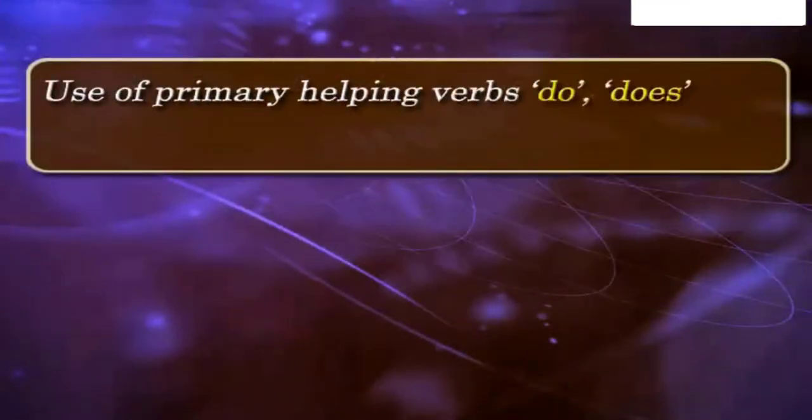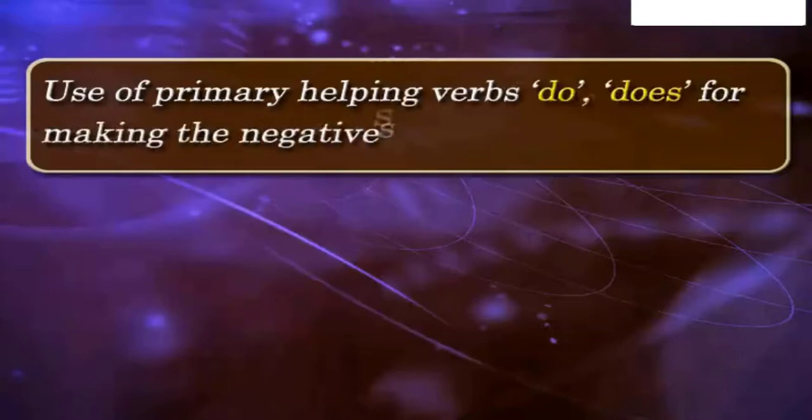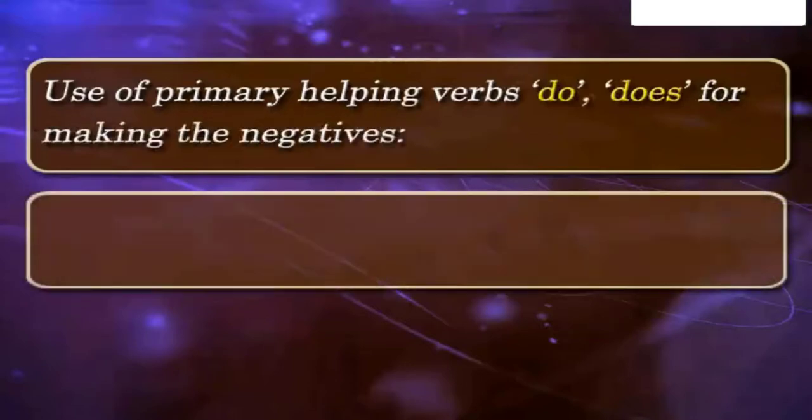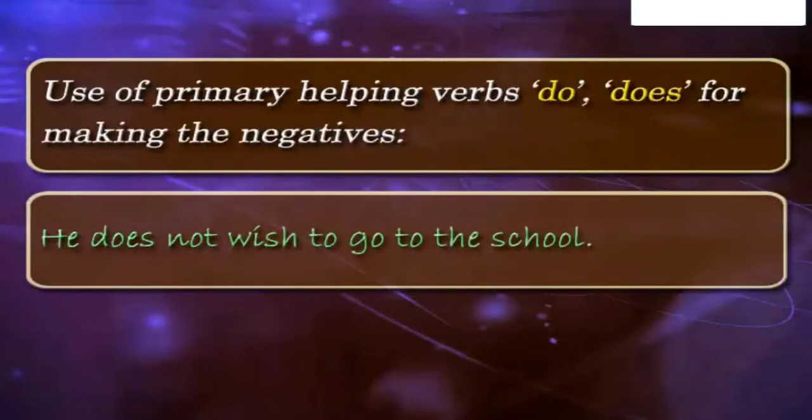In this module, we will learn use of primary helping verbs do, does for making negatives. He does not wish to go to school. Here, does not emphasizes the main verb wish and is used in making the sentence negative.